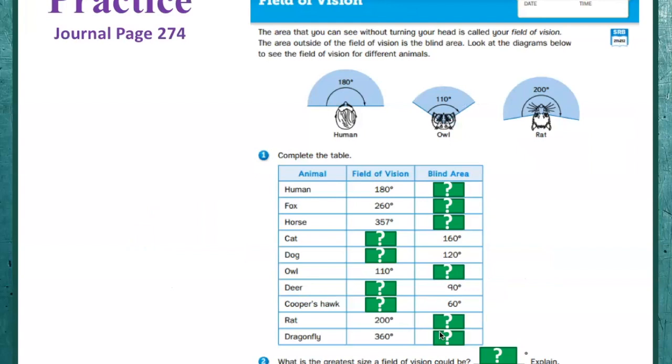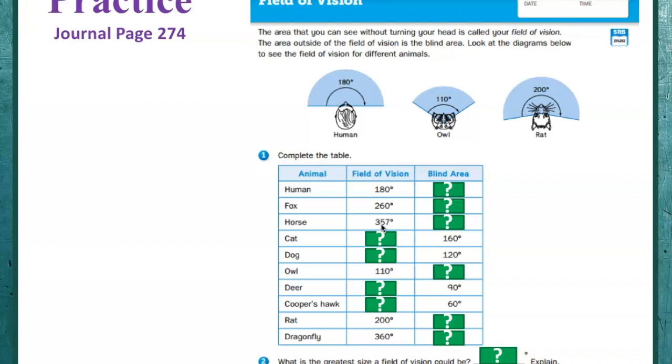Now, we're going to use this chart right here on page 274 and do some addition and subtraction to find the field of vision or the blind area. So take a look at some of these animals. What do you notice about the horse? Look at the field of vision for a horse. Think about why this might be. Where are the eyes located for a horse?